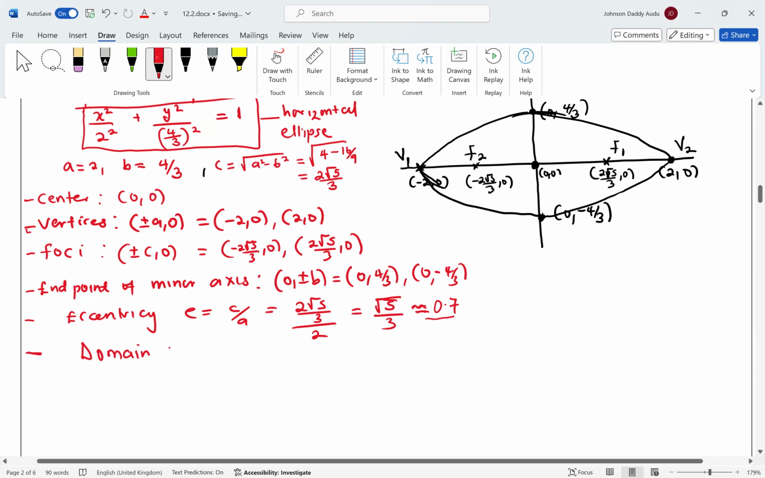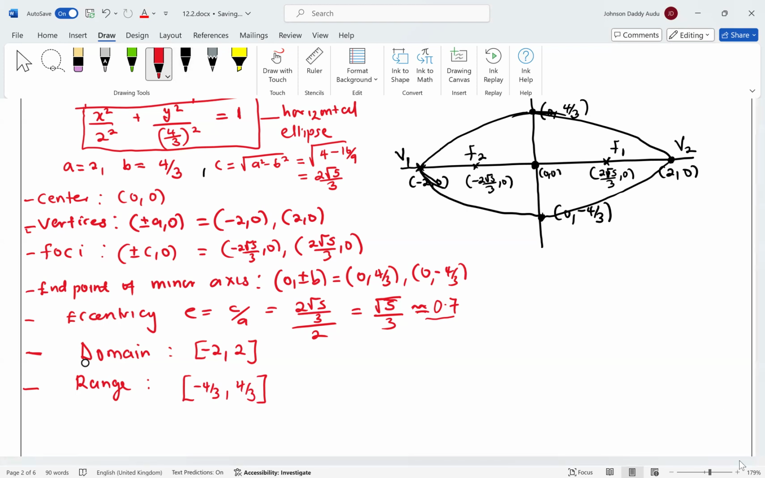Domain is simply the values of x, which is going to be from -2 to 2. And then the range is going to be the value of y, which is going to be from -4/3 to 4/3. And we're done for the first. That's the A.